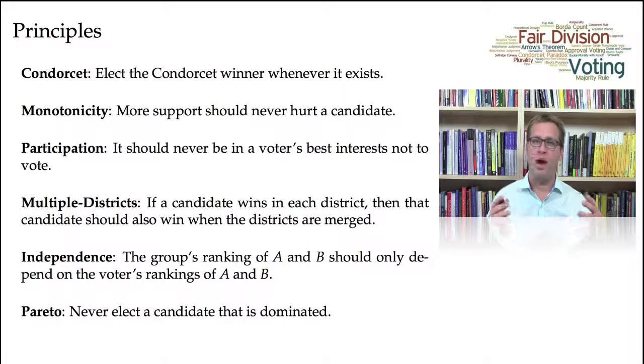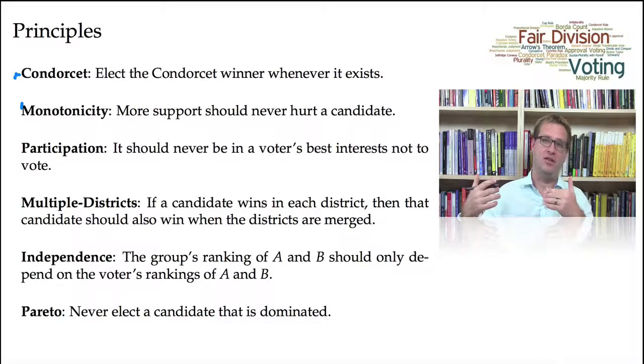We've also seen many examples of group decision-making principles. These are desirable properties that we would want any group decision-making method to satisfy. For example, one principle that we've looked at a lot is the Condorcet principle. This simply says, elect a Condorcet winner if one actually exists. Second principle is monotonicity. More support should never hurt a candidate. So moving up in the voters' rankings should never harm that candidate. A related principle is the principle of participation. It should never be in a voter's best interest to not show up to an election.